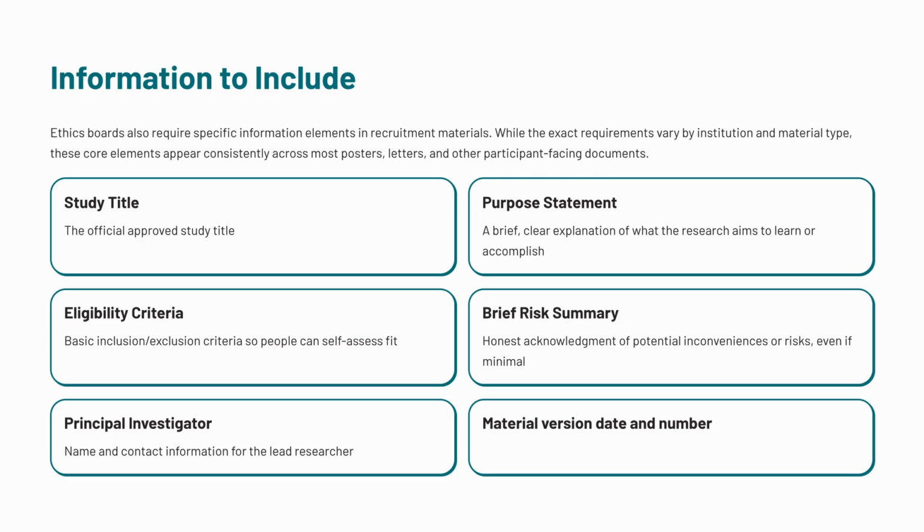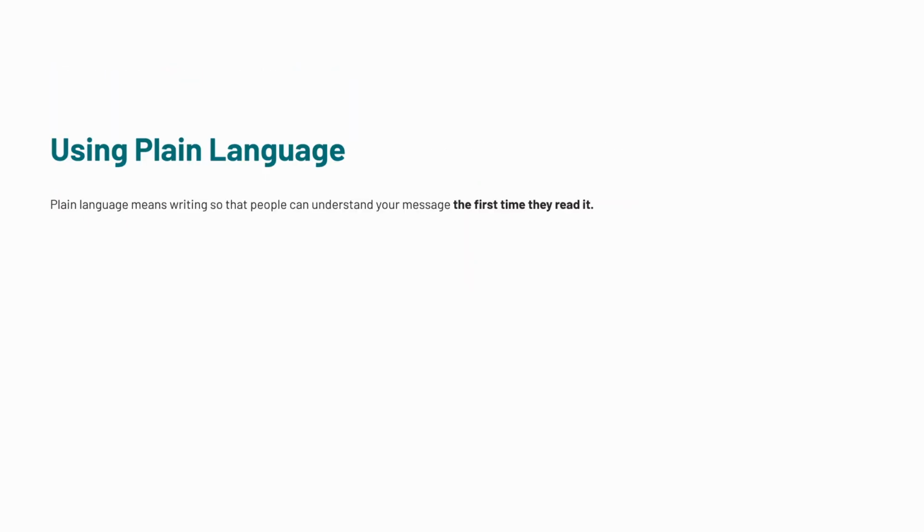You'll also need the principal investigator's name and contact information, and practical tracking details like the material version number and date, so everyone knows they're looking at the current approved version. The next item is using plain language. This means that someone can read your message once and get it, without rereading or decoding research terms.